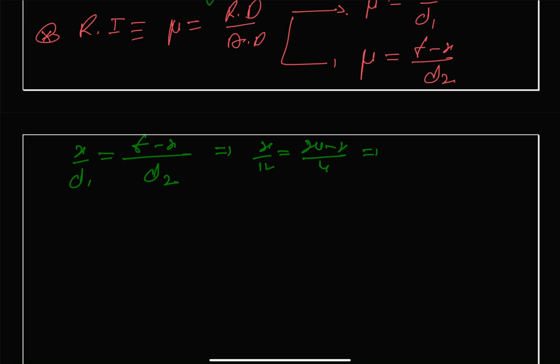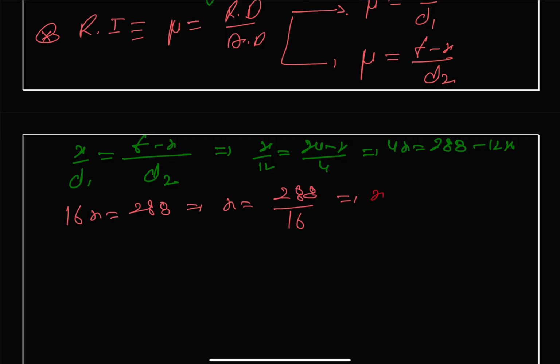So this comes as 4x is equal to 24 into 12, so this will be coming as 288 minus 12x. And 12 plus 4 is 16x is equal to 288, giving us that x will be equal to 288 divided by 16. So x we found out is about 18 centimeters.